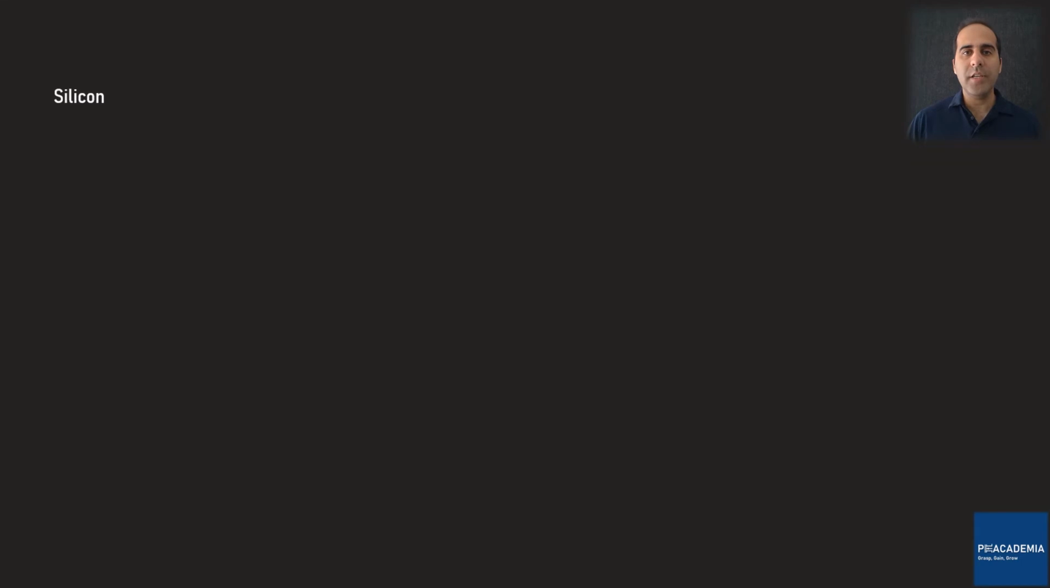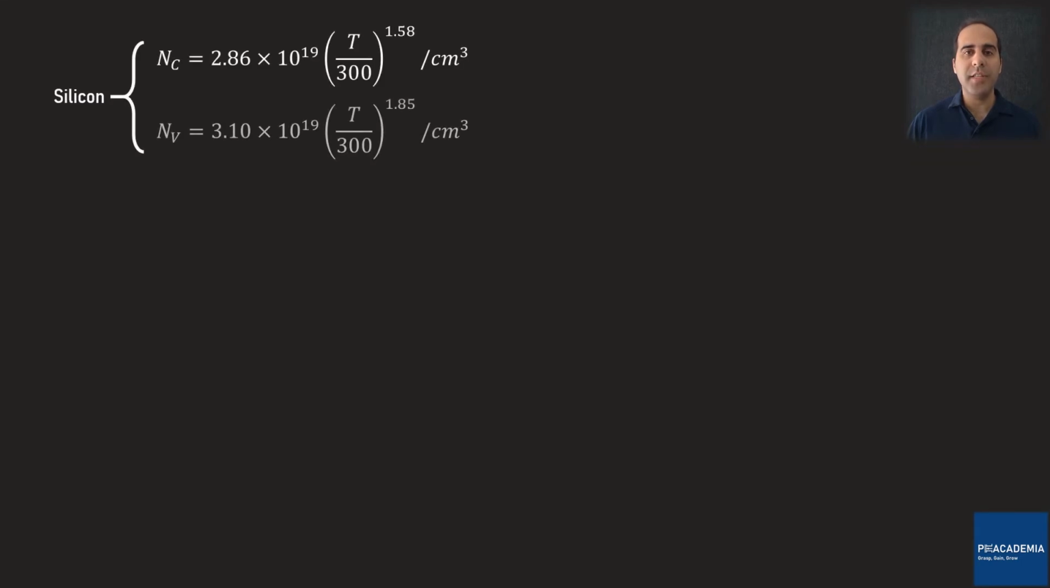For silicon, the concentration of states in the conduction band and the concentration of states in the valence band can be obtained using these two equations. As you can see, N sub C and N sub V are temperature dependent. Here again, we can see the equation to calculate the intrinsic concentration. Now that we have the N sub C and N sub V equations, we can calculate the intrinsic concentration for silicon at a given temperature.